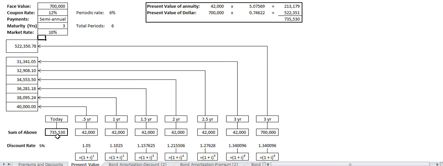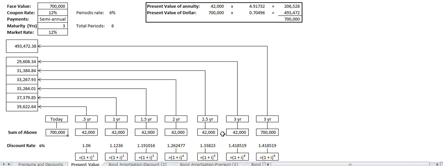So it'll be $735,530. So if I make these match at 12%, this should come up to $700,000 because it will trade at par. So it does. It comes up to $700,000. So each of these cash flows is discounted at the 12% rate. In this case, it would be at a 6% rate because we're doing it every 6 months. So the periodic rate is 6%. The total will be $700,000, and that's how discounts, premiums, and par values are determined. And this is how we determine the value of a bond.